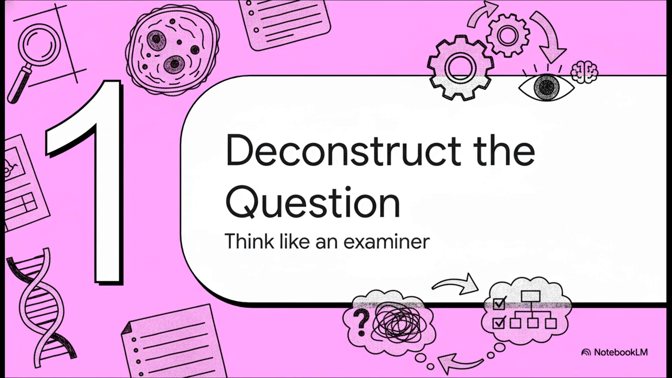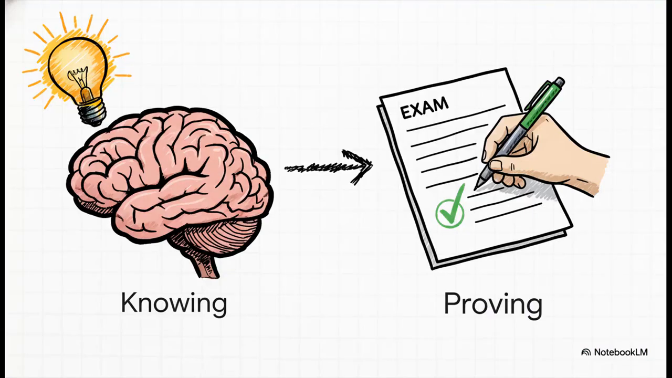Okay, first up, deconstructing the question. Honestly, this is the biggest and most important mindset shift you can make. It's about learning to stop thinking like a student who just knows the answer and starting to think like the person who's actually marking your paper. See, it's not enough to just have the biology knowledge floating around in your head. The real secret to exams is proving that you know it, using the exact language and the exact structure that the mark scheme is looking for. That's the key we're going to unlock today.